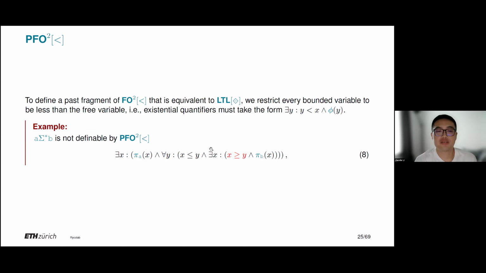In order to define a fragment of FO2 that's equivalent to LTL past, we require the quantifiers in FO2 to behave like past operators. Formally, we require every variable bound by the quantifiers to be less than the free variable. For instance, here in the last part of the formula, the variable x bound by this existential quantifier is larger or equal than the free variable y. So this cannot be defined by PFO2.